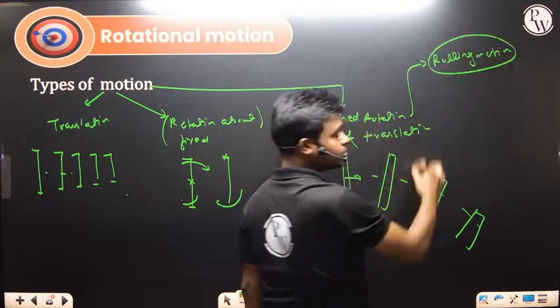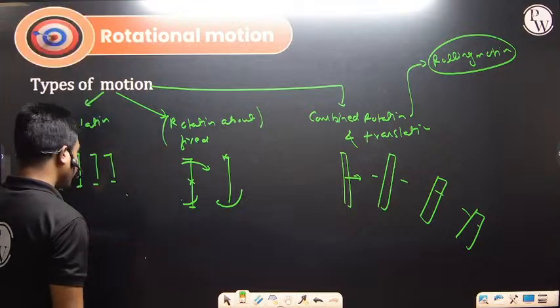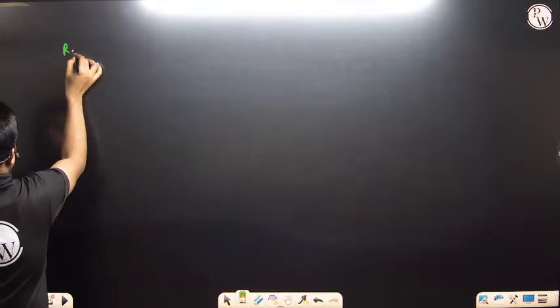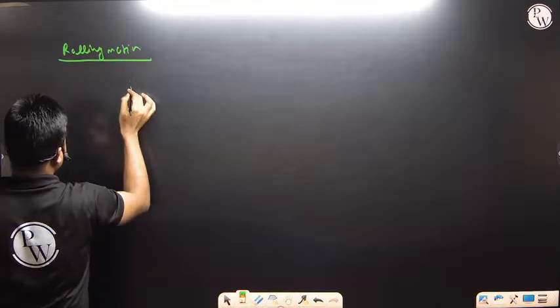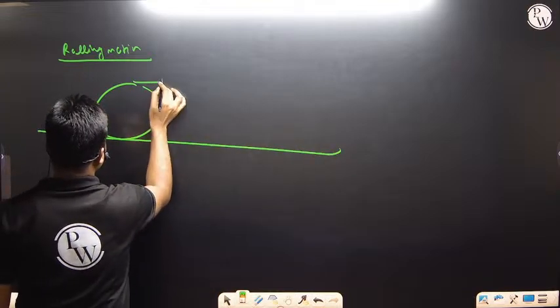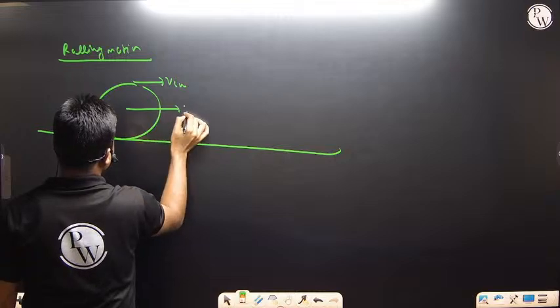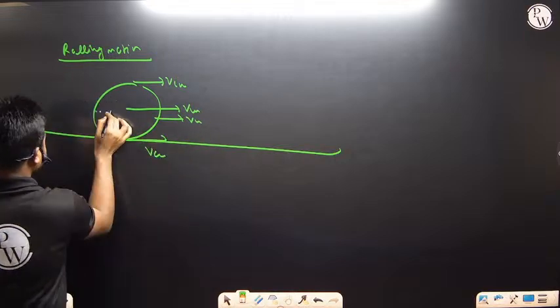So what is rolling motion? Let's discuss a little bit, then we'll move on to the questions. Rolling motion is the combined translation as well as rotation motion. If there is a disc on the floor and this disc is moving forward with velocity vcm, all the points will be having velocity vcm, it is just translating.